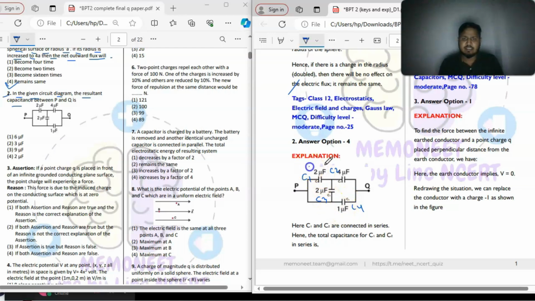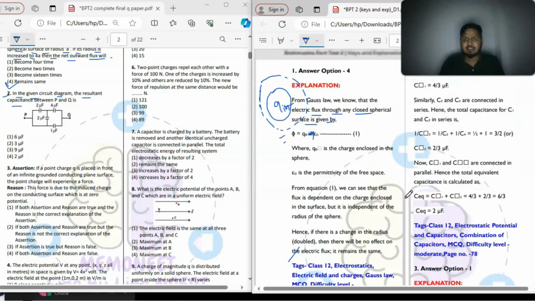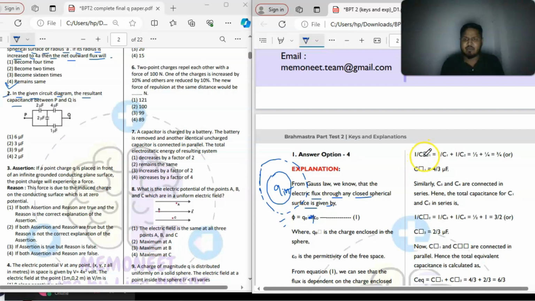When you apply the concept of series and parallel, what will you observe? C1 and C2 are in series, and again C3 and C4 are in series. So first, we will find the equivalent capacitance of C1 and C2, and then the equivalent capacitance of C3 and C4. Here, 1 by C equivalent 1 is 1 by C1 plus 1 by C2. C1 is 2, and C2 is 4. After solving this, we get C equivalent 1 equal to 4 by 3 microfarad.